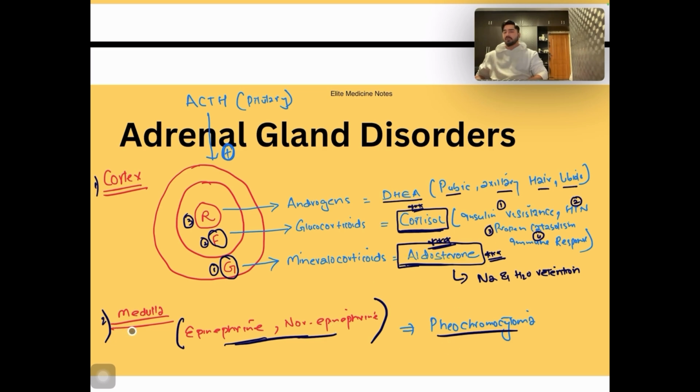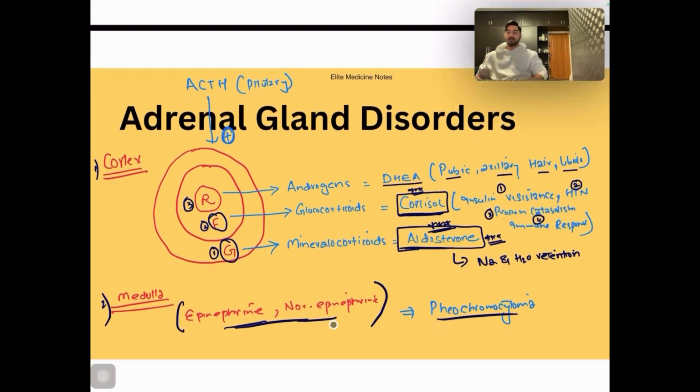In case there is a tumor in the adrenal medulla, the name of the tumor is pheochromocytoma, and the epinephrine and norepinephrine will be increased. So the patient will have symptoms such as flushing of the face, increased heart rate, increased blood pressure, headache, palpitations, and the patient will complain mainly of impending doom. He will have faintness and increased blood pressure and all. Okay, so these are the basic things you should remember about the adrenal gland.